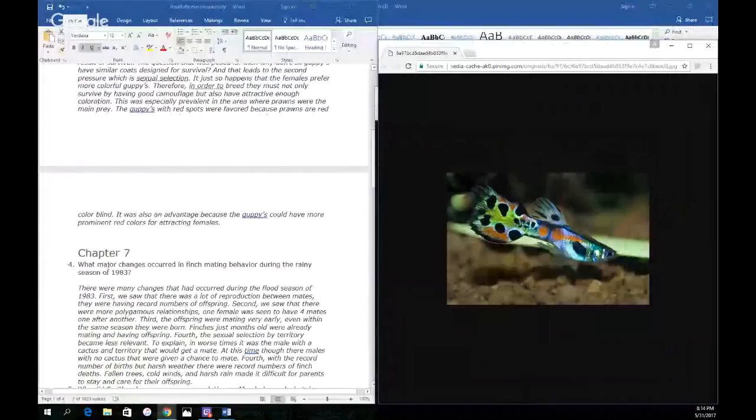So question number 4. What major changes occurred in finch mating behavior during the rainy season of 1983? There were actually many changes that occurred in the season of 1983 because of El Nino. There were stronger storm fronts, more water, more rainfall, which led to a lot of changes.